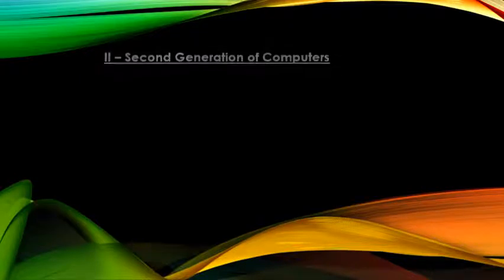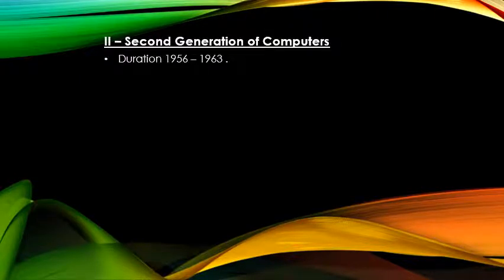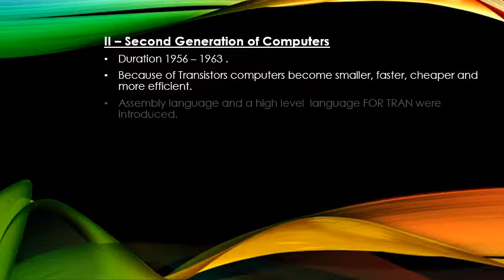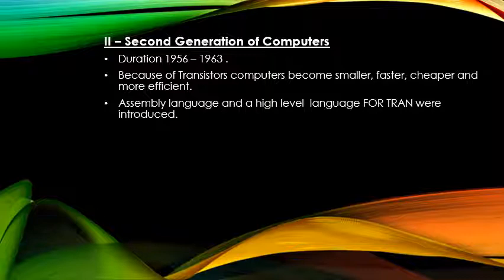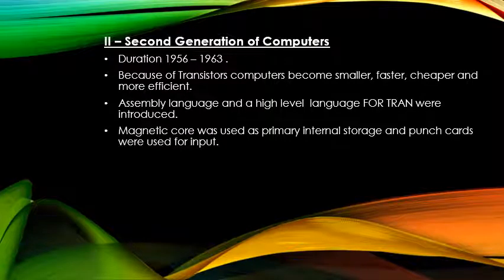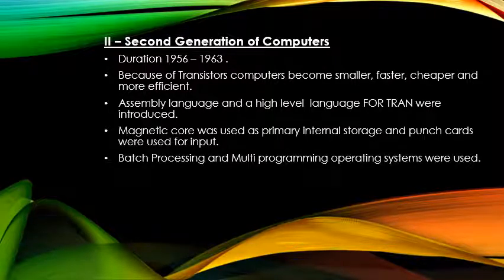Now the second generation, and the salient features are duration is 1956 to 1963. Because of transistors, computers become smaller, faster, cheaper and more efficient. Assembly language and a high-level language Fortran were introduced. Magnetic core was used as primary internal storage and punch cards were used for input.